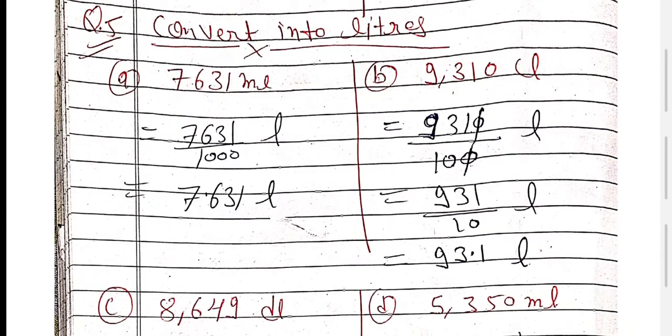Now come on centiliter. When you convert centiliter into liter, you have to divide it by what? 100. From the table, you can determine that one. Cut 0 by 0, it becomes 931 upon 10. From the back side, put the decimal after 1 digit. So your answer becomes 93.1 liter.